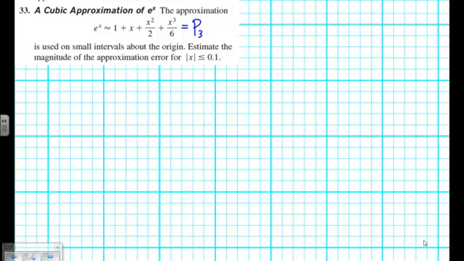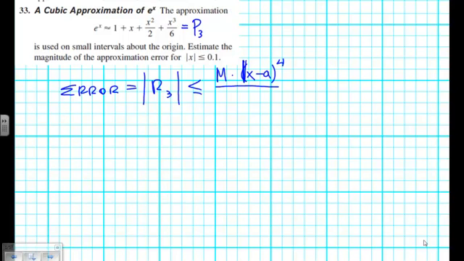Wait, the error is what letter are you using? Okay, we say that the error is R3. The absolute value of R3, that's right, must be less than M, magical value M, times the absolute value of x minus a to the n plus 1. In this case, it'll be 4. It's the absolute value of x minus a. Yeah, it's absolute. We should get nothing except positive values out of this. All right? And then divided by 4 factorial.